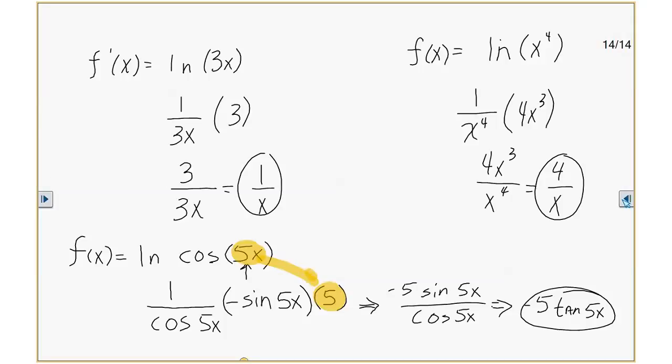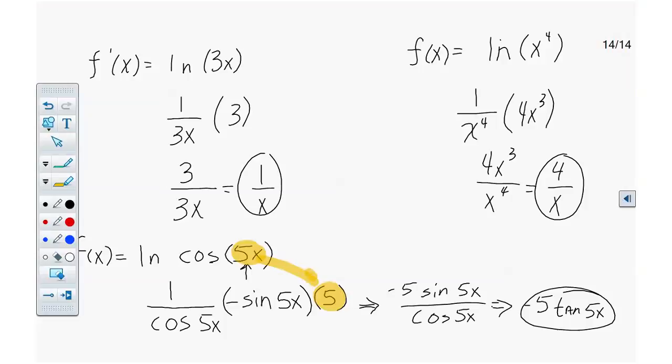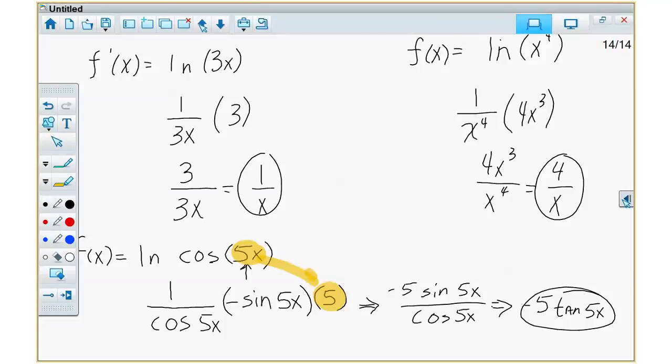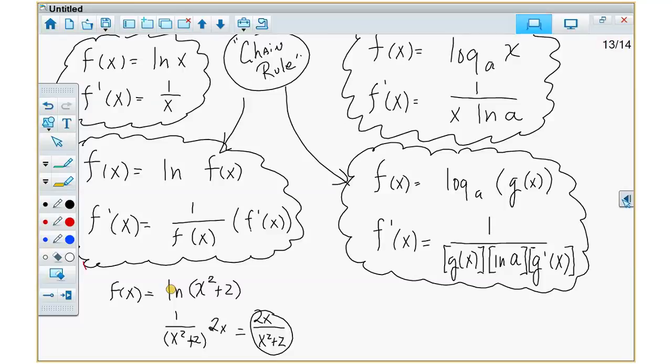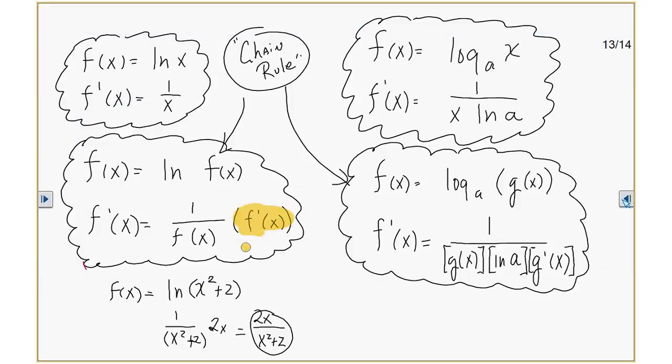Remember I said the chain rule is incorporated into this one and into this one. And the chain rule is right here: the derivative times the derivative of what's inside. The derivative times the derivative of what's inside. Okay? That's where the chain rule is incorporated.